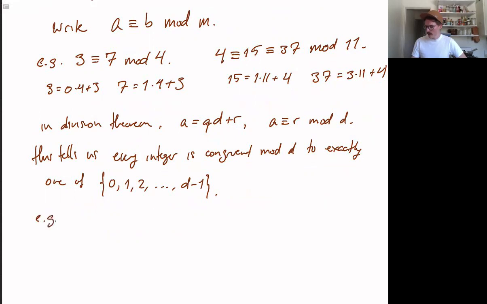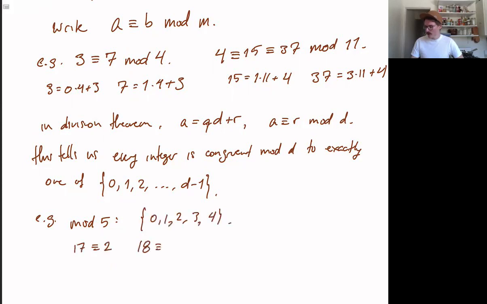So let me not write mod 5 at the end of everything, but we're going to be working mod 5 in this example. So 17. Mod 5, we have this list 0, 1, 2, 3, 4. So everything is congruent to one of these things. Which one is 17? So 17 is 15 plus 2, so it's congruent to 2.